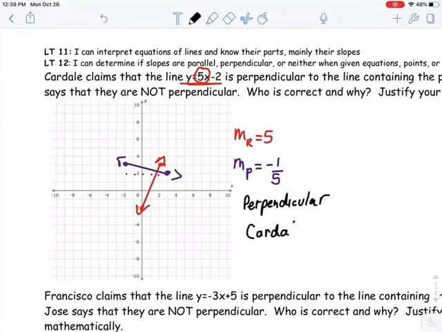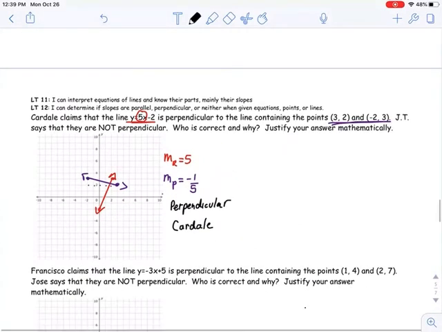And where did I get the name Cardale? Cardale Jones from the National Championship Buckeye team. JT was also on that team. All right.